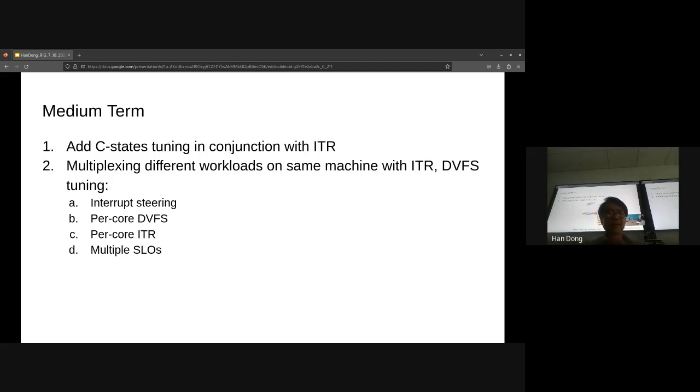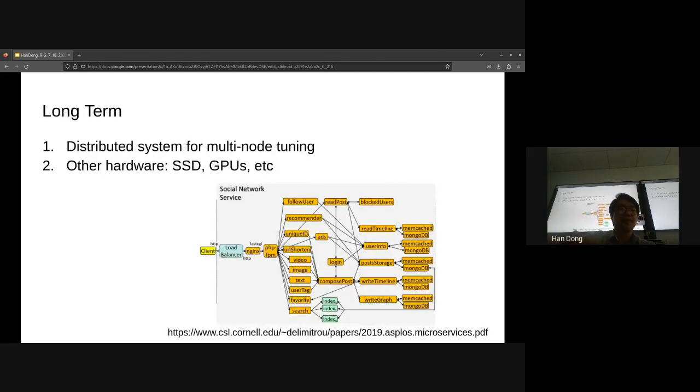And then a long-term thing you can think about is that a lot of these microservices running in containers, when you make a request, usually spawn a whole tree of requests that touches a bunch of different containers. So you can think about this tuning problem in a distributed system: can you coordinate multiple machines in some way to still meet the SLO, but reduce the amount of energy consumption?